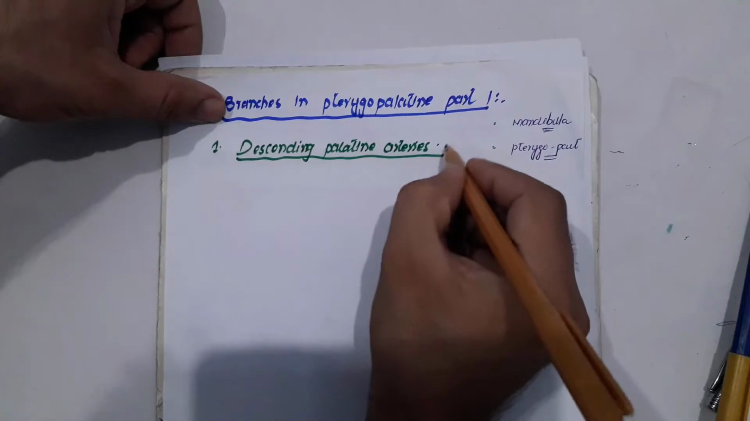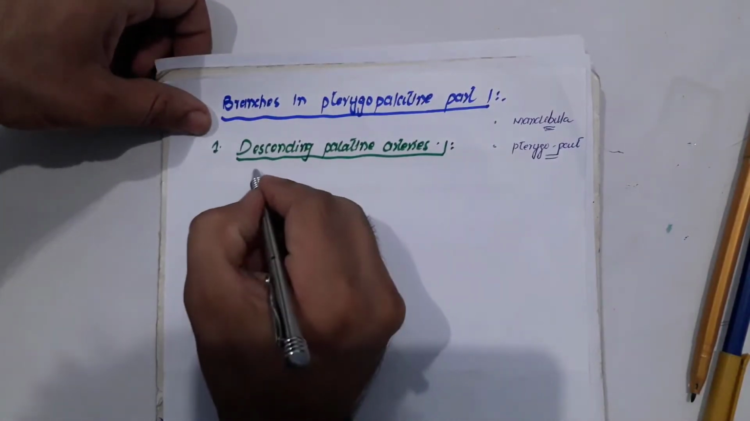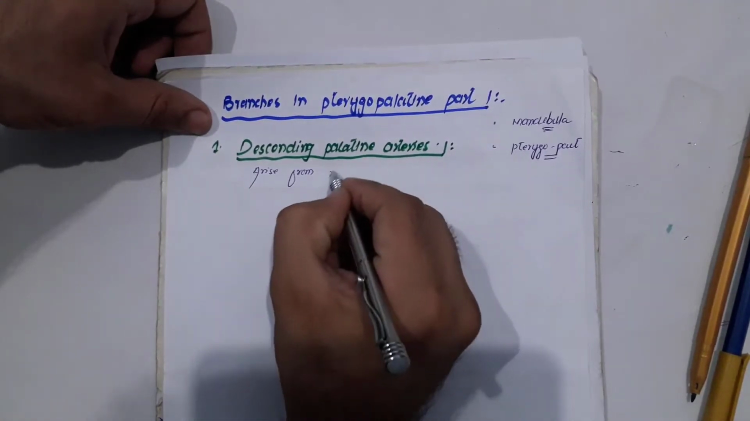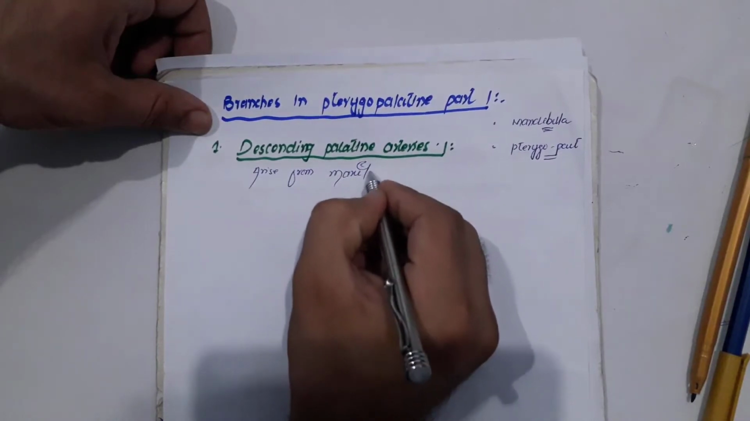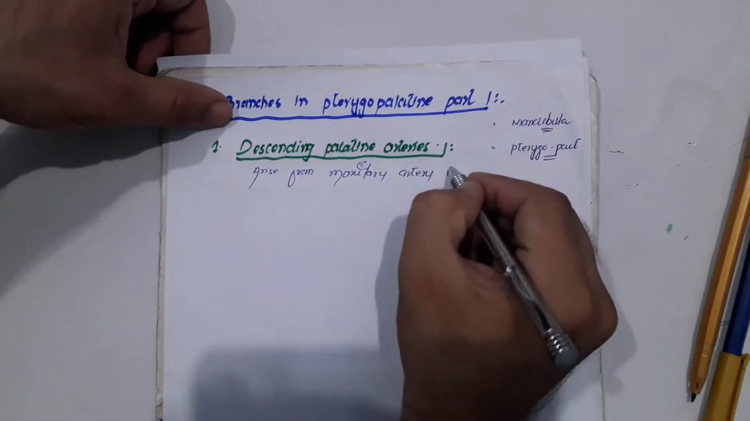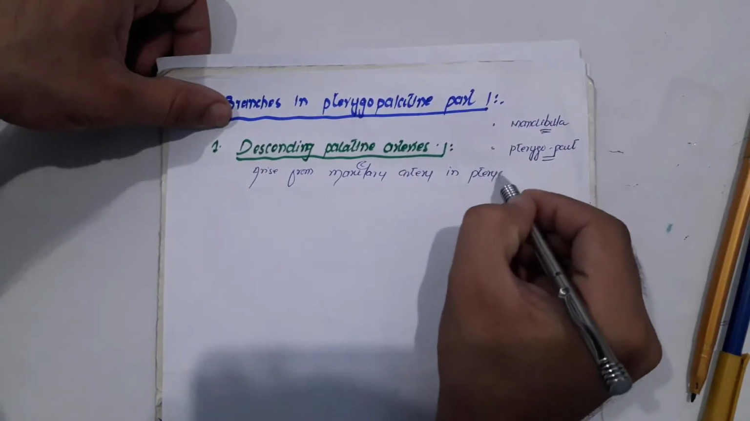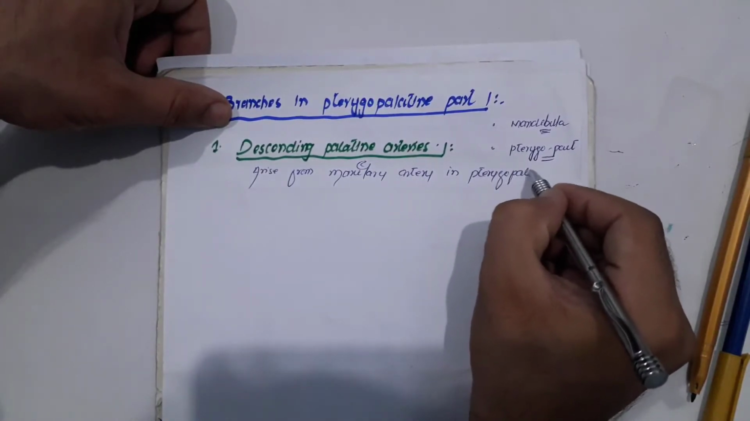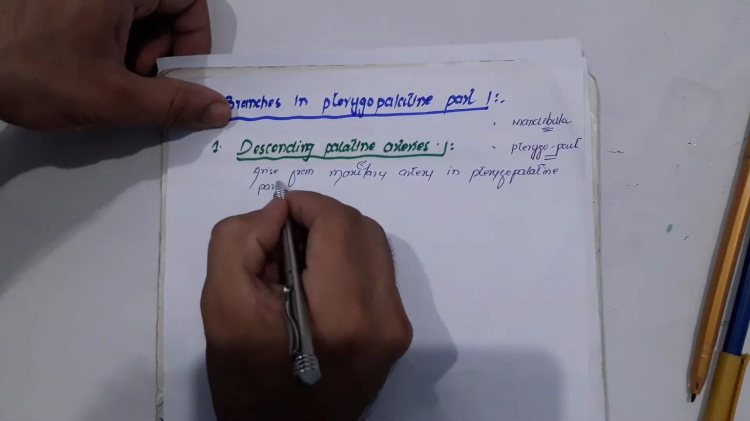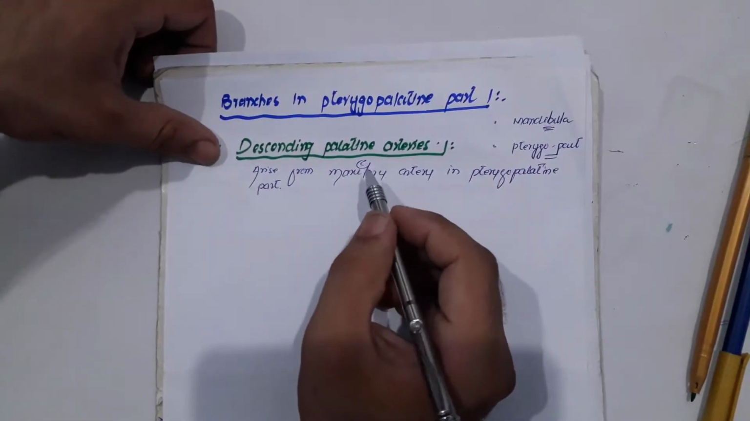Clear friends? Okay, so these descending palatine arteries arise from maxillary artery. Everyone knows maxillary artery in pterygopalatine part. Very good. Then this artery divides into greater and lesser palatine arteries, right?